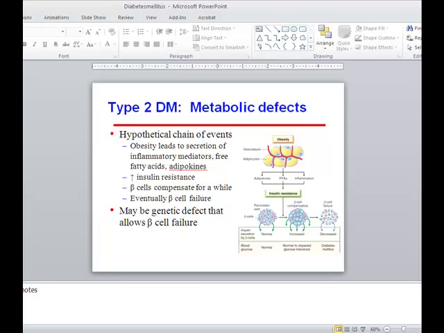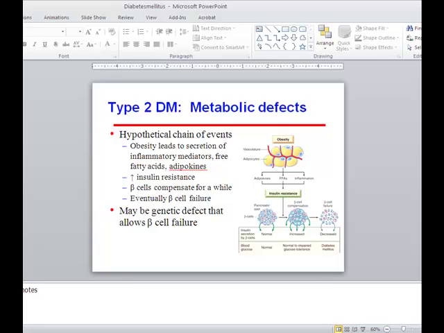Okay. We are still just starting to learn more and more about the link between obesity and type 2 diabetes. I'm listing this as the hypothetical chain of events because we have some evidence that each of these steps is involved, but putting them all together and connecting them is not done yet. The details have not been worked out completely.